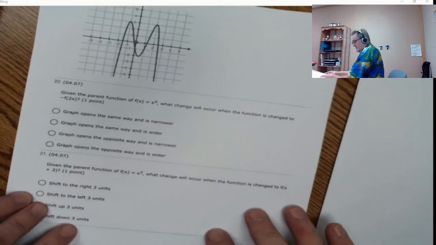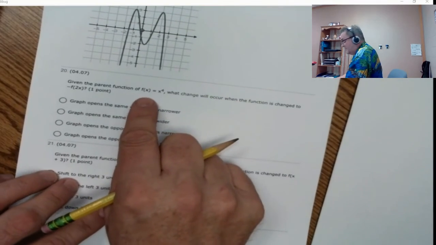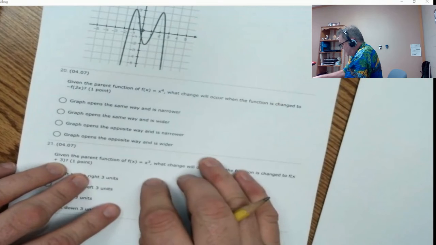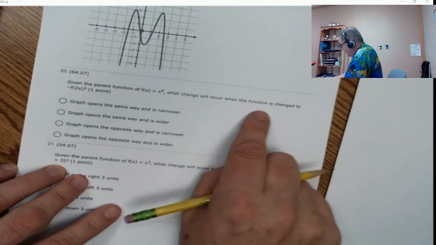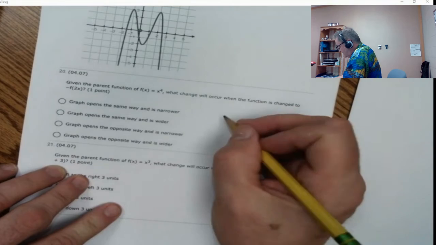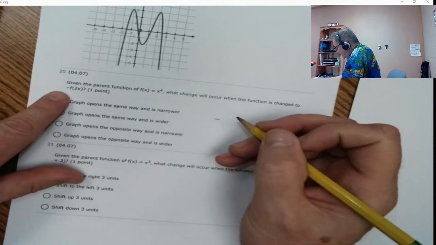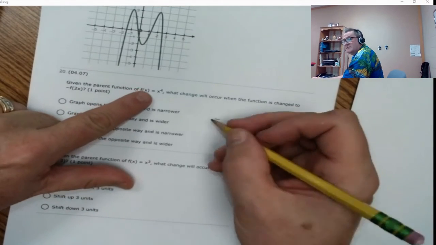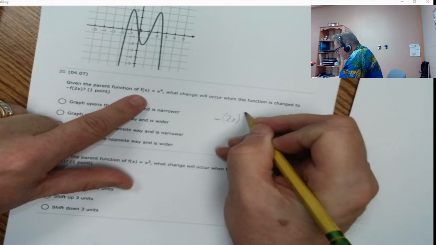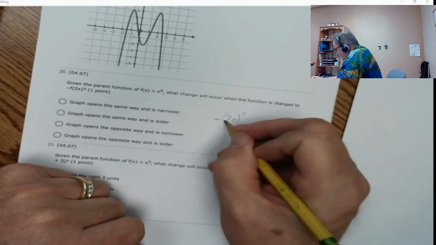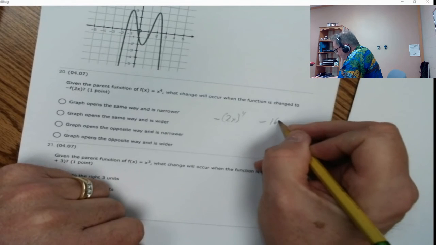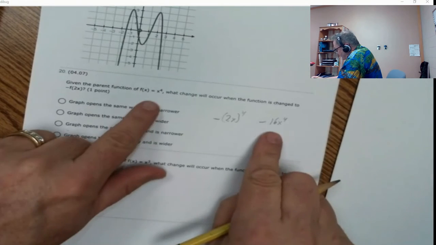All right, we're almost done here. Given the parent function of f of x equals x to the 4th, we know x to the 4th would look like that, except this is a negative one. That's upside down. What change will occur when the function is changed to negative f of 2x? Okay, so it would become a negative because it's outside, and when we substitute 2x into it, 2x to the 4th comes negative 2 times 2 times 2 times 2 is 16x to the 4th.